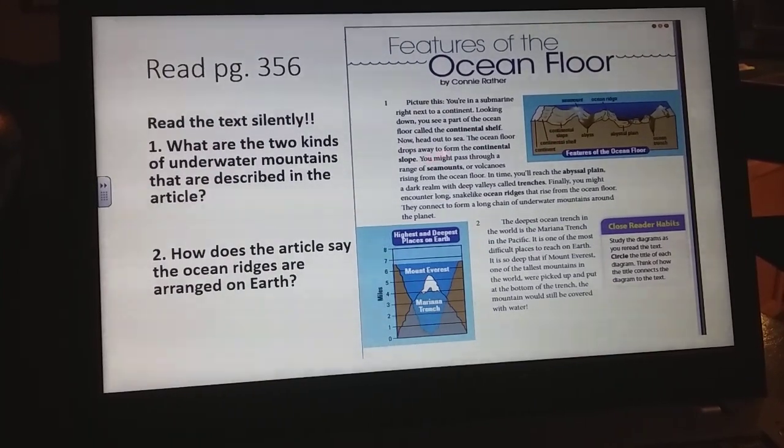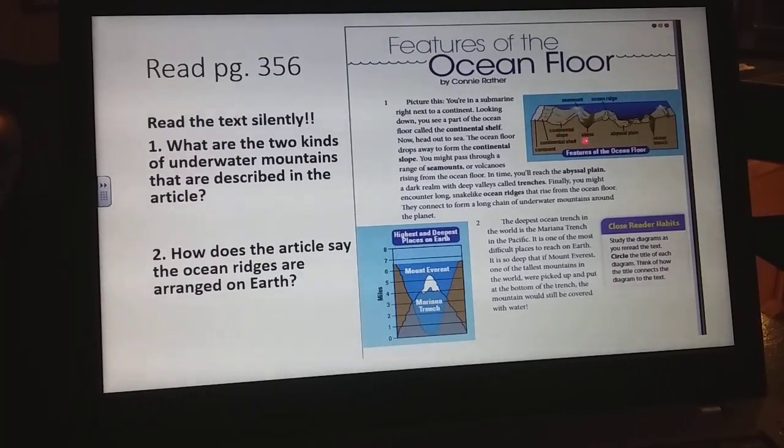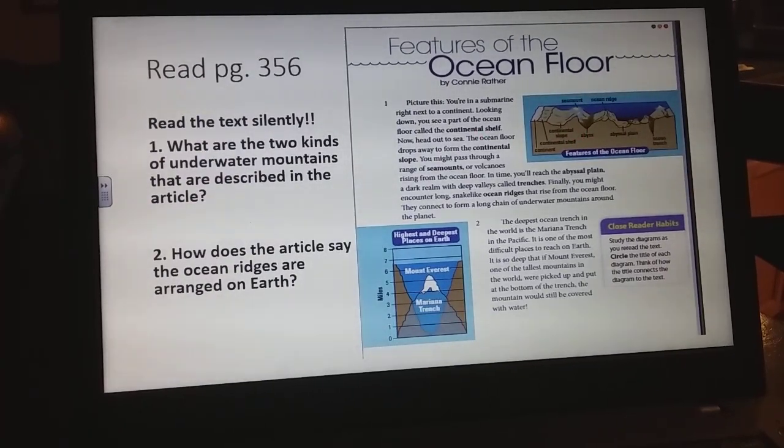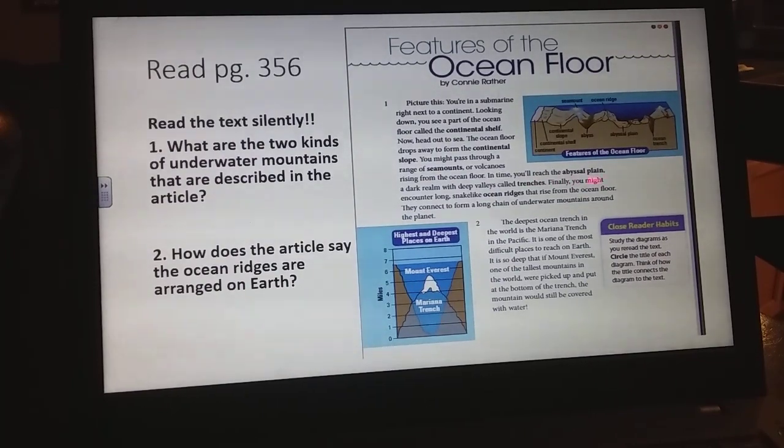It says now head out to sea. The ocean floor drops away to form the continental slope. So you got the continental shelf right here, the second label, and it says the ocean floor drops away. And you can see it dropping downward. So that's what forms the continental slope. Now it says you might pass through a range of seamounts or volcanoes rising from the ocean floor. In time, you'll reach the abyssal plain.